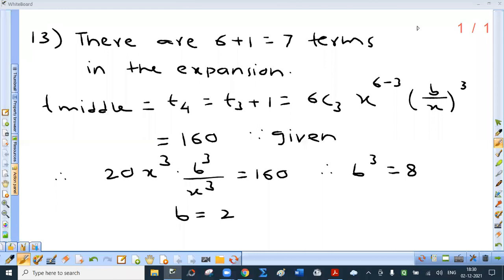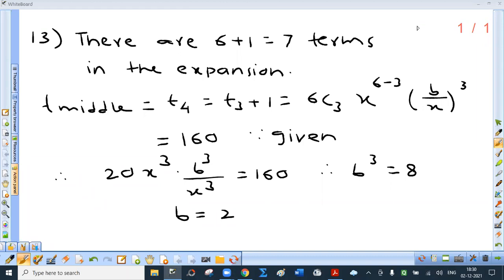Sum number 13. If the middle term in the expansion of (x + b/x) raised to 6 is 160, find b. Actually, the index is 6. So how many terms are there? 6 plus 1, that is 7 terms in the expansion. So the fourth term is the middle term.